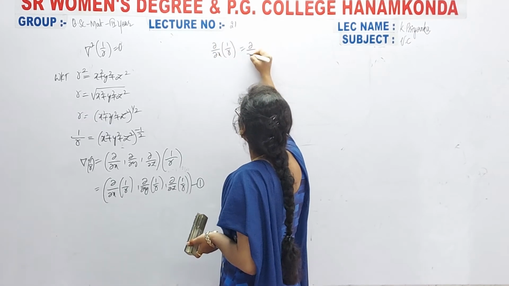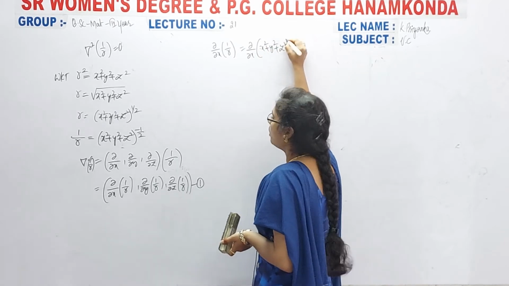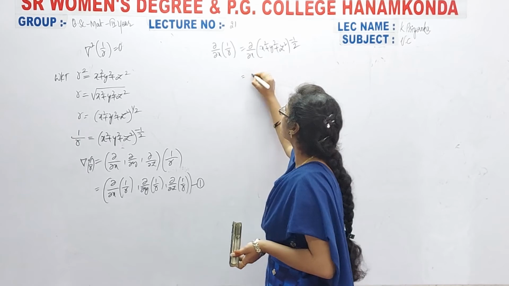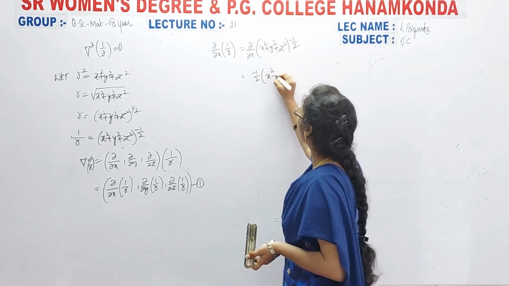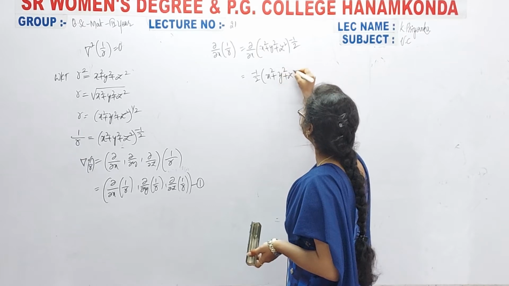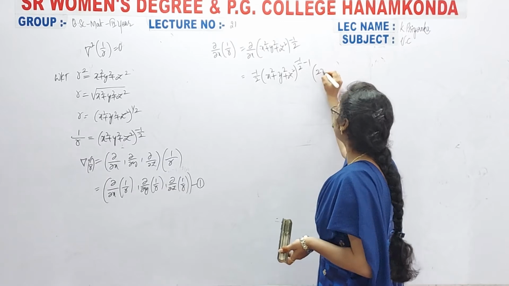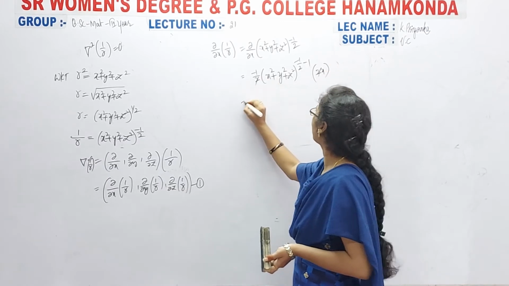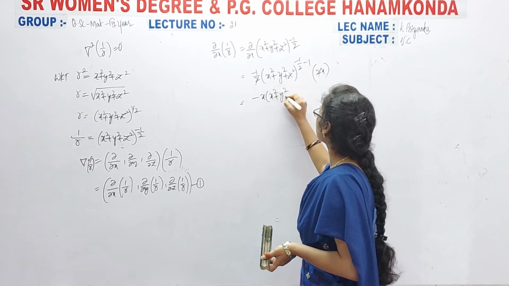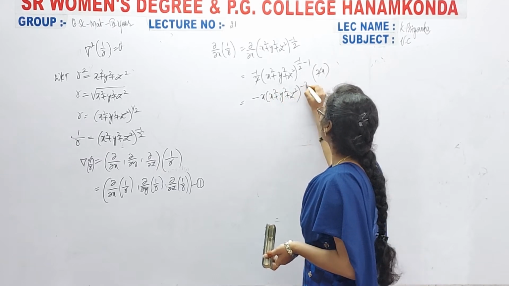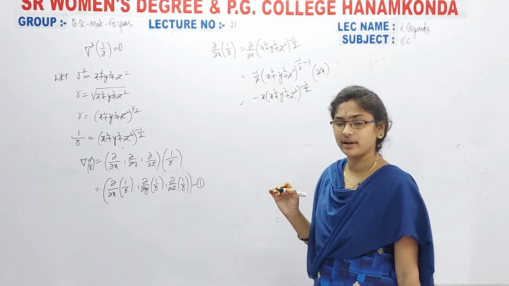Then what we get, dou by dou x of, what is 1 by r, x square plus y square plus z square whole to the power of minus 1 by 2. So minus 1 by 2 x to the power of n into x to the power of n minus 1, into inner function derivative is 2x. So 2 gets cancelled, minus we have x of x square plus y square plus z square whole to the power of minus 3 by 2. Okay. So this is nothing but dou by dou x of 1 by r.